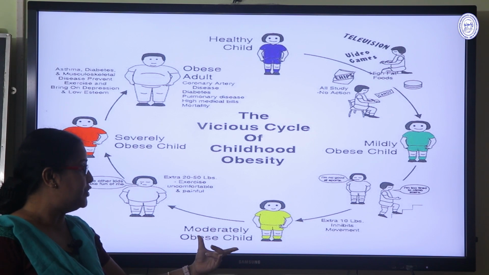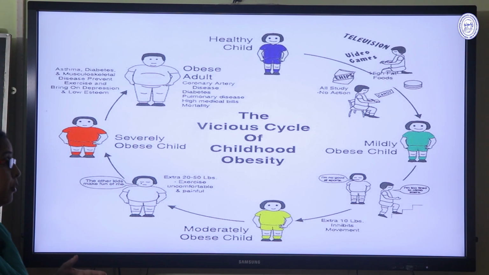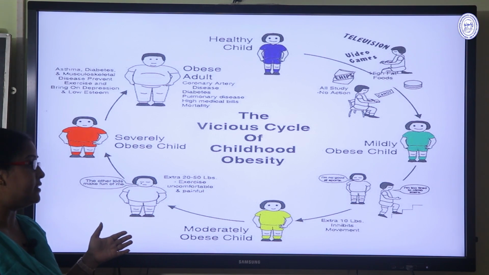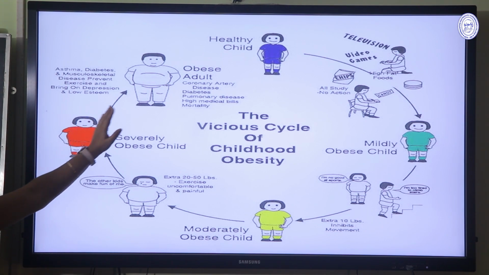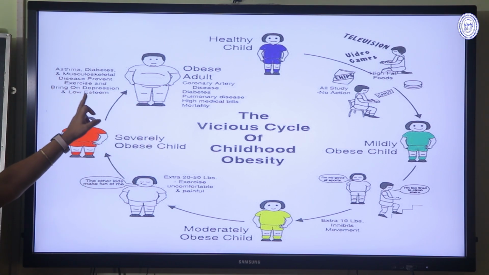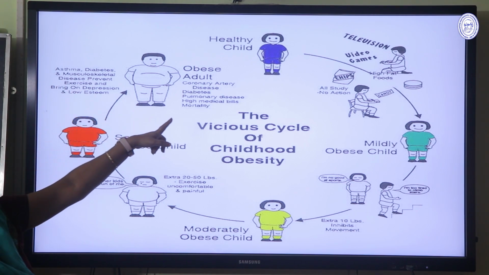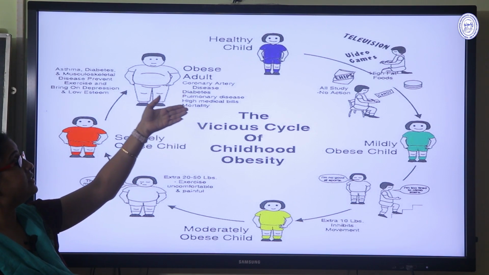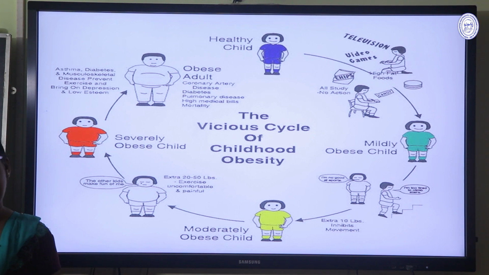This moderately obese child again gains an extra 20 to 50 pounds of body weight. He refuses to do any exercise, he is very uncomfortable with any kind of physical activity, and this ultimately leads to a severely obese child. A severely obese child ultimately turns into an obese adult with asthma, diabetes, different diseases, musculoskeletal disease, cardiovascular disease, coronary artery disease, etc., pulmonary disorder and even low life expectancy and mortality.